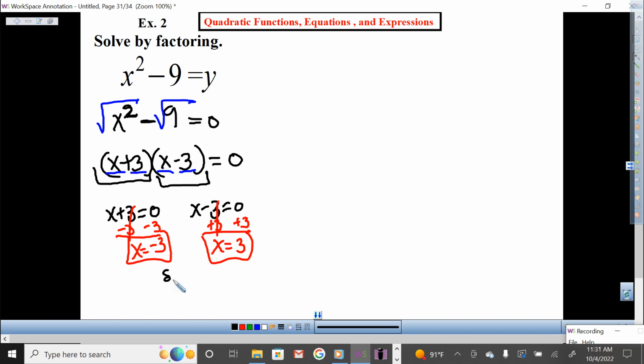And I want you to write here, these are my solutions because we have 2 of them. They are also called the x-intercepts, and you'll see that when we get to the graphing portion. These are also called roots, and they are also called zeros. All those 4 names.